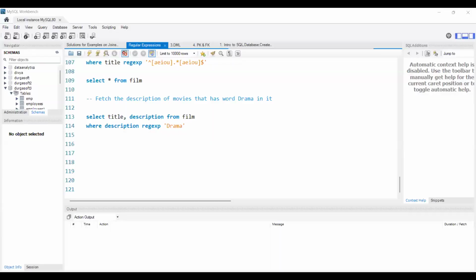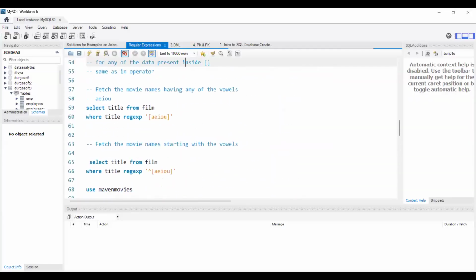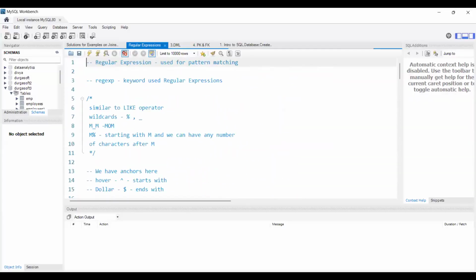Whatever we discussed in yesterday's class, or till now in regular expressions, we saw how we search for a pattern, correct? Regular expressions are basically used for pattern matching, only for searching. If we want to search data according to some pattern, we will use regular expressions, right? And we saw the wildcards yesterday, correct?